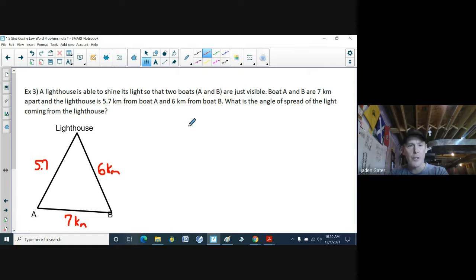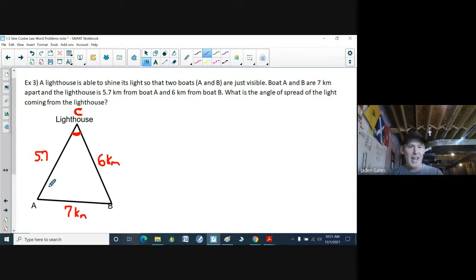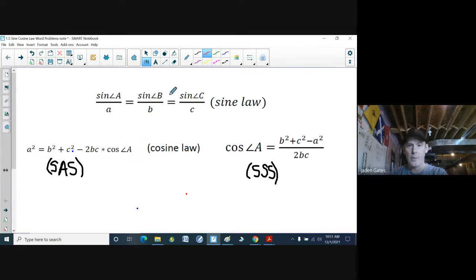What is the angle of spread coming from the lighthouse? What's my angle here? All right. And since I got boat A and boat B, I might as well call the lighthouse here point C. All right. So again, do I have side, angle, side? Well, I don't even have any angles. So there's no chance of me having side, angle, side, because again, I'm looking just to use the cosine law. If not, I got to use the sine law. But I do have SSS. I have side, side, side, which does mean I'm going to use the cosine law. But I'm going to use the cosine law to find an angle.